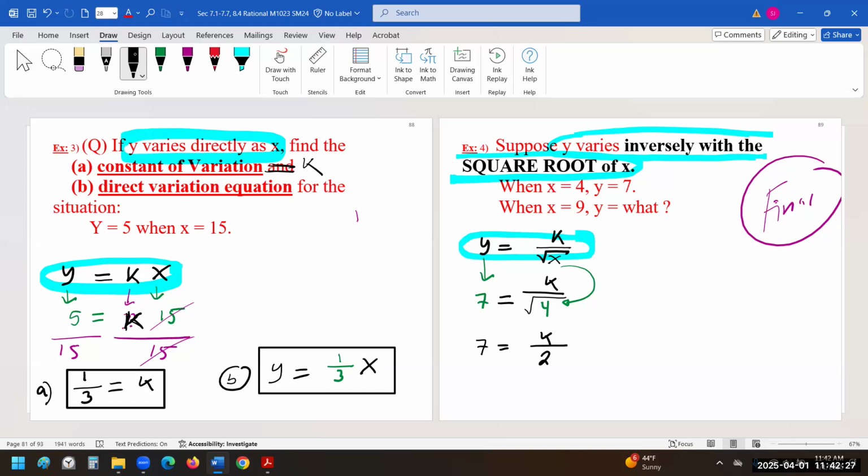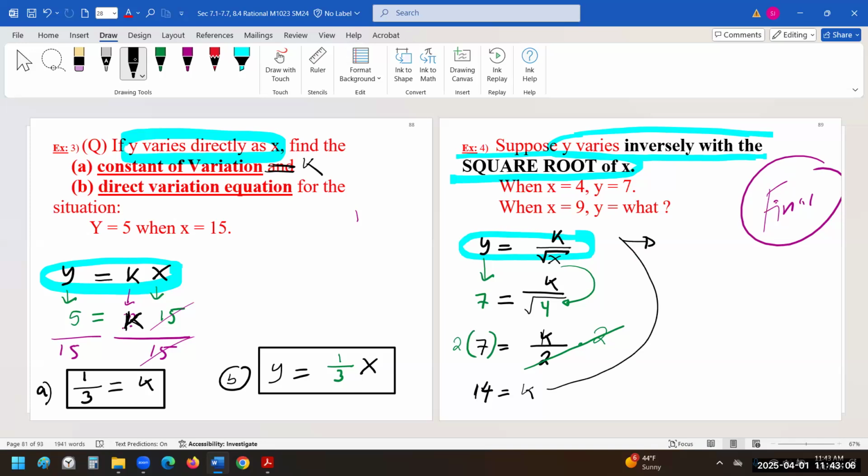Okay, our goal is to get the k alone. So what is our problem here? The 7 or the 2? 2. How do you get rid of the 2? Multiply. It's only dividing here. If you divide more, you get a bigger number, and you don't want a bigger number. You want to get rid of that 2. So you multiply by 2 both sides. So what is our k? 14. So we complete our step 1. We found our constant rate.